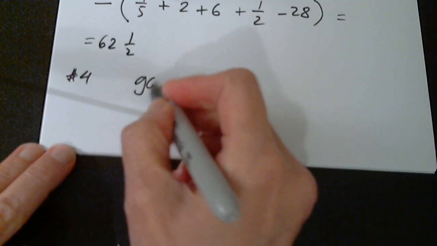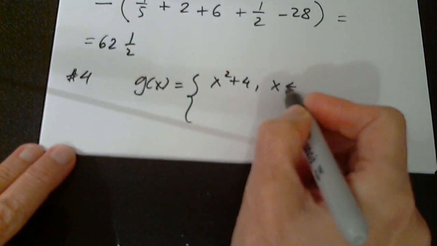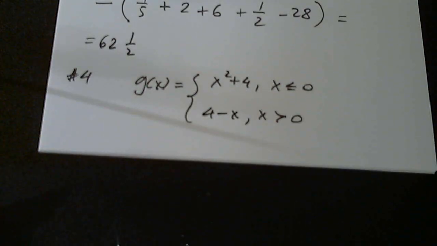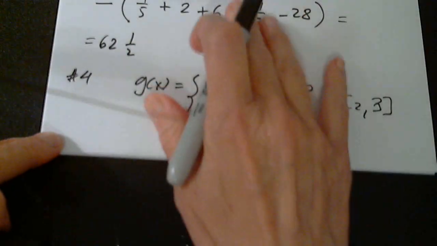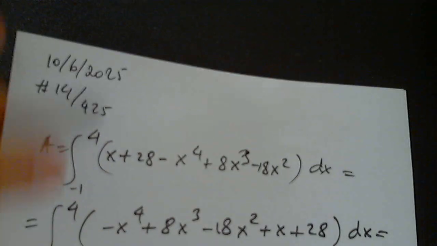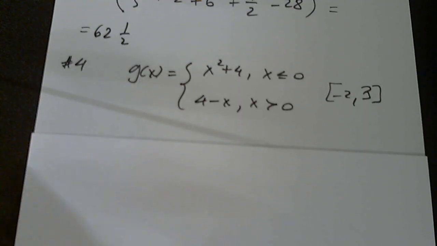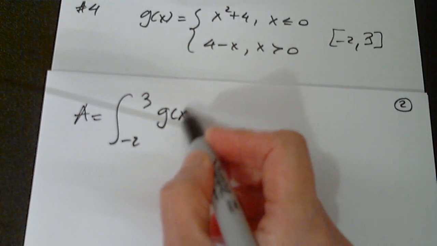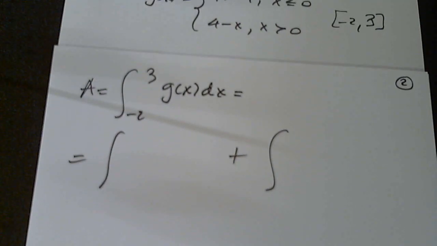And we have g of x equals x squared plus 4 for x less than or equal to 0, and 4 minus x for x greater than 0. And the interval is negative 2 to 3. Good. So in order to determine this area, we see that it is broken right at 0, meaning in order to find the area from negative 2 to 3 from g of x dx, I have to find two integrals.